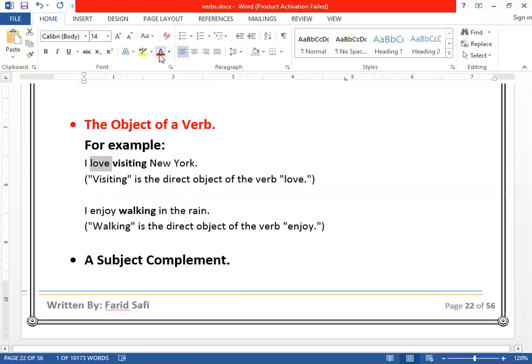Finite verb. Here the verb is love. Visiting is a gerund. I love visiting. I love what? Visiting. Visiting is the object here.